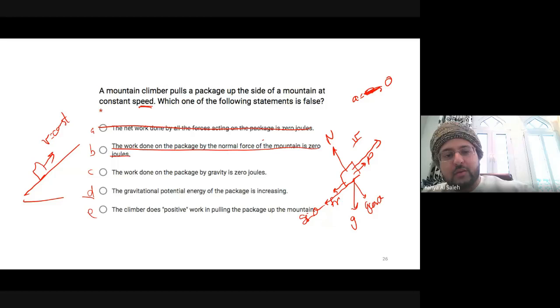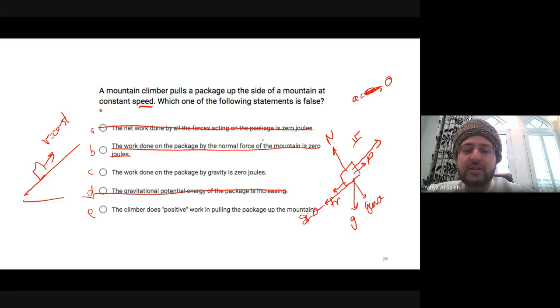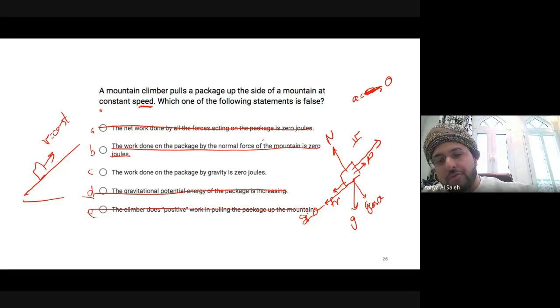So this cannot be. The gravitational potential energy of the package is increasing as you go higher. We said the potential energy increases, so this is not correct. The climber does positive work in pulling the package. It's pulling it towards the direction of motion, so this is also correct. The only incorrect answer is this.